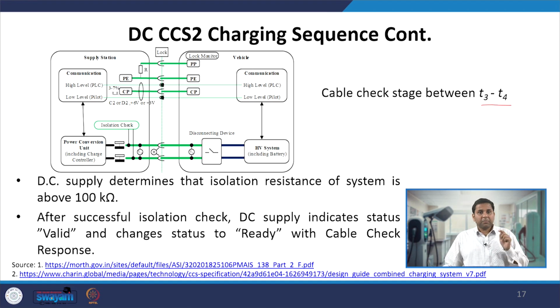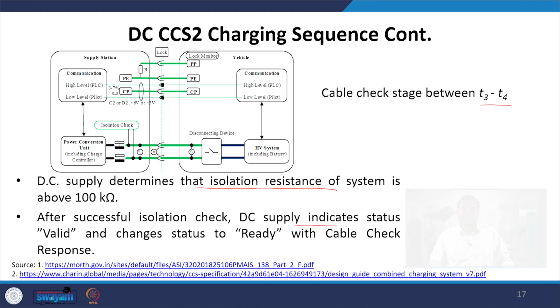Then between T3 to T4 time period, the DC supply must determine that the isolation resistance of the system is above 100 kilo ohm. So, this isolation between the DC plus and DC minus must be more than 100 kilo ohm, and if this isolation check is successful, the EVSE will change its state to valid state. That means it is also ready with the cable check response. It will also tell the EV that the EVSE has checked its isolation between the DC plus and DC minus line.